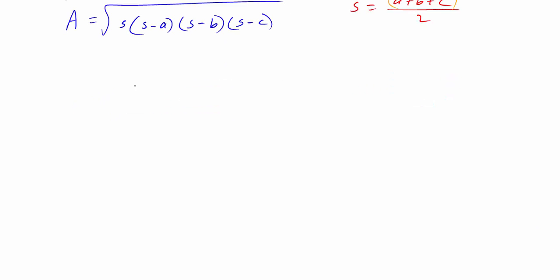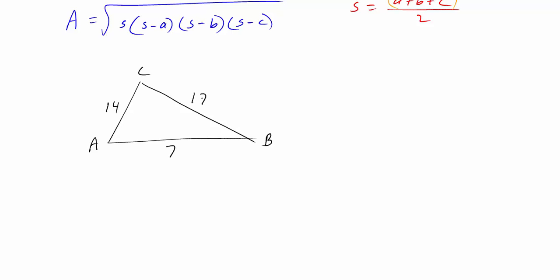So if we look at an example, if we were given the following triangle ABC, and we're given the three sides, let's say that we have this side is 14, 7, and 17. Then if we want to find the area, the first thing we have to do is actually calculate the value of S, which means we're going to simply add 14 plus 17 plus 7 and divide that by 2.